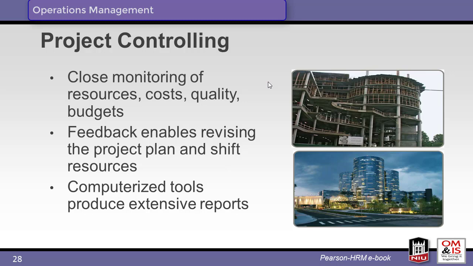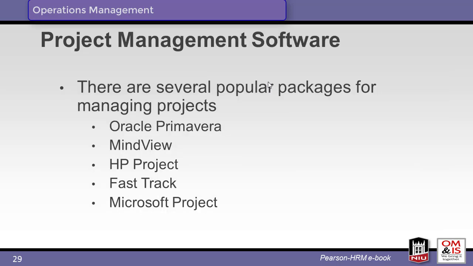Once the project plan is in place, controlling the project is next. It is up to the project manager to monitor project activities, including task completion, cost, and quality. The manager shifts resources as required to keep the project on track. Complex projects use computerized tools to facilitate the control of the project.